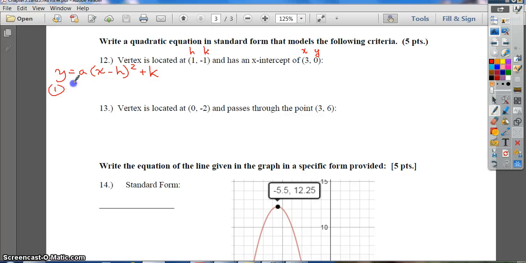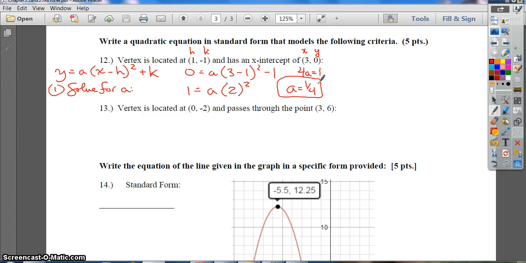So first thing I'm going to do is solve for a. If I do this, y is 0 equals a, x is 3, (3 minus 1) squared, and k is negative 1, so it's plus k. I'm just going to write it as such. I can add 1 over. This is going to be 2 squared, so 4a equals 1, giving me a is 1/4.